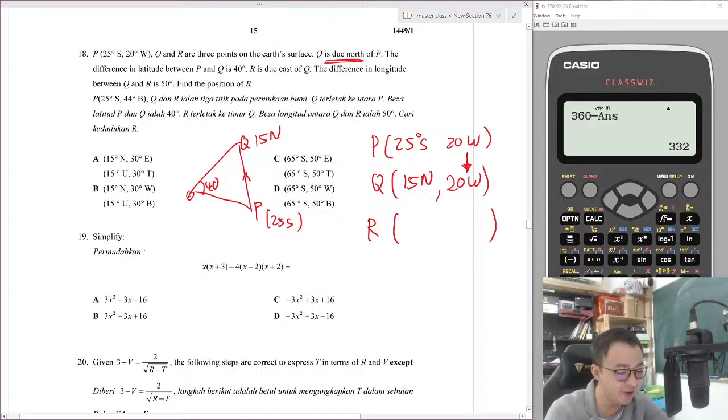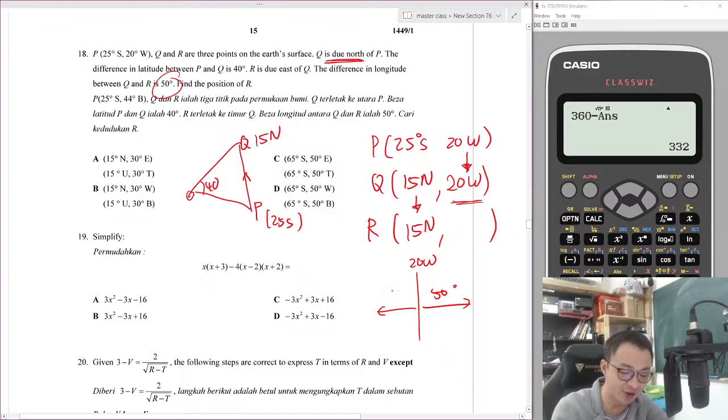Okay, so the difference in longitude between Q and R is 50. Q and R have different longitudes, which basically means they have the same latitude. So 15N, you can just copy. And then the difference in longitude is 50. Here, this is 20 west, right? I draw a line for 20 west. The difference is 50. I can go 50 degrees this way, or I can go 50 degrees the other side.